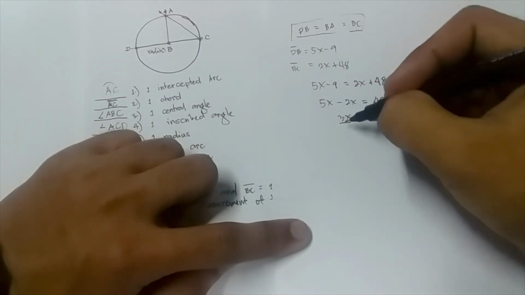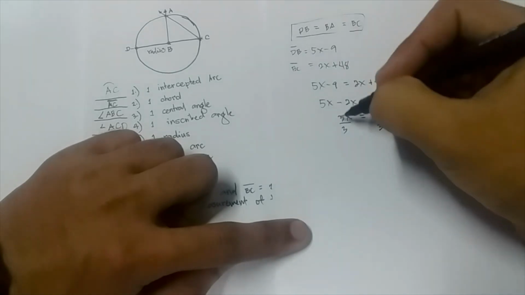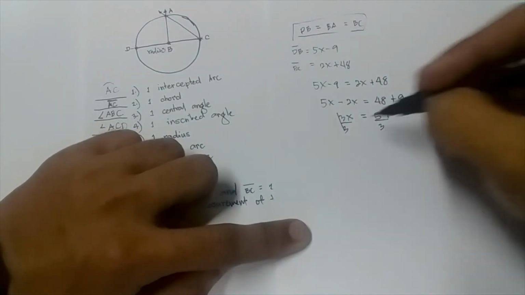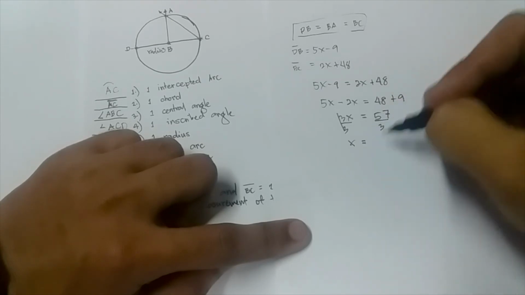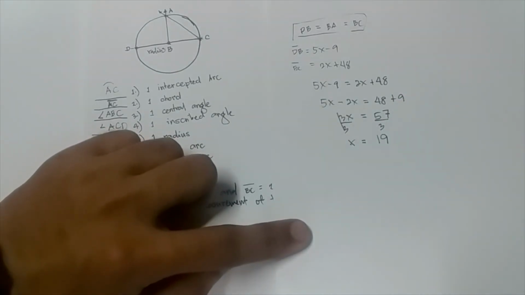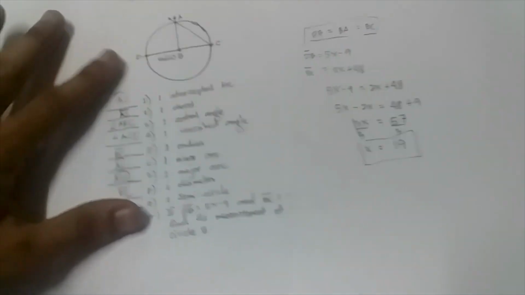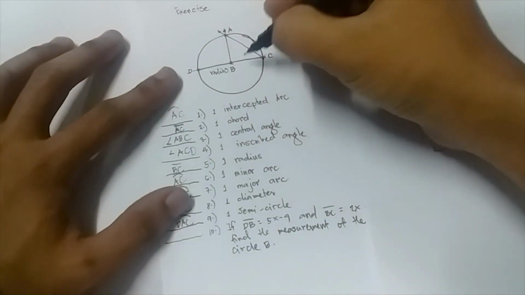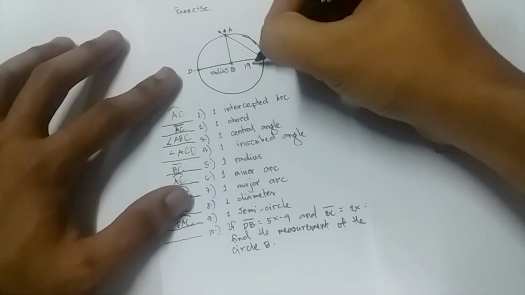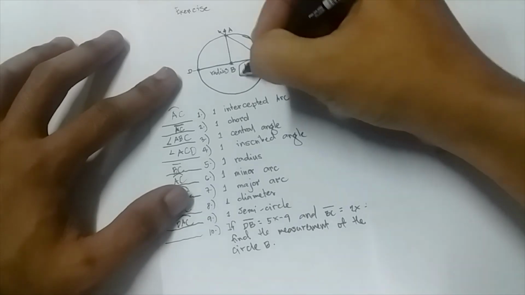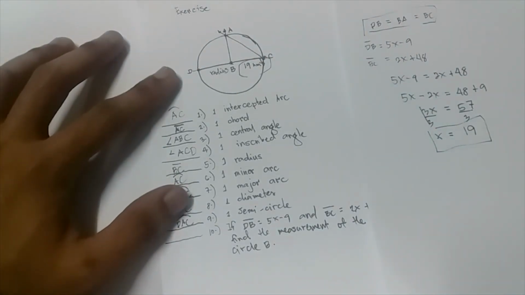by 1/3. So we can cancel 3 on our left-hand side. Therefore, x is equal to 19. Right? So 3 times 19 is 57. So therefore, the radius is measuring 19 units. Okay? I hope you learned in this video.